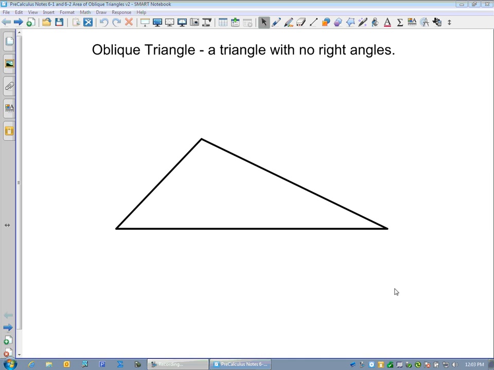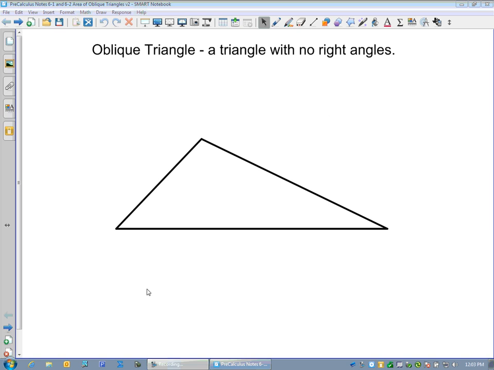Hello, this is Mr. P, and today we're going to learn about finding the area of oblique triangles. So let's start with our definition of oblique triangle, which is simply any triangle with no right angles. Up until now we've been dealing with right triangle trigonometry, but now we're going to expand these techniques to be able to deal with any triangle whatsoever.